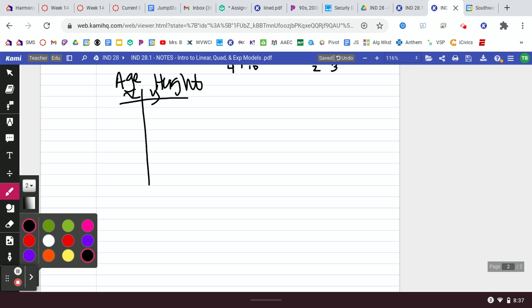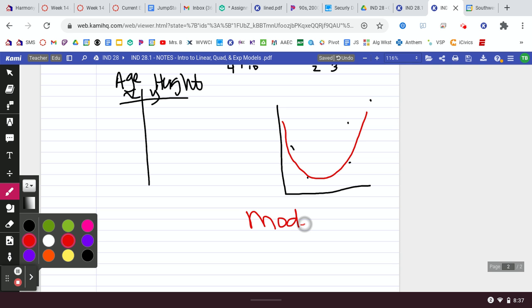Then it's going to give you what it looks like graphed. Okay, so let's say here those are your points. So then it's going to give you this. And then it's going to tell you that it's modeled. This is how it's going to be worded. It's going to say that it is modeled by, and then it's going to give you an equation. So like here, it might say y equals 2x squared plus 3x plus 4. Well, that's obviously a quadratic equation. The graph is a quadratic.